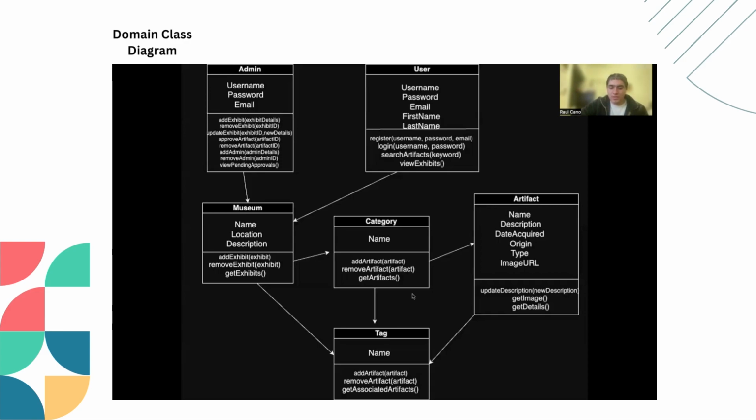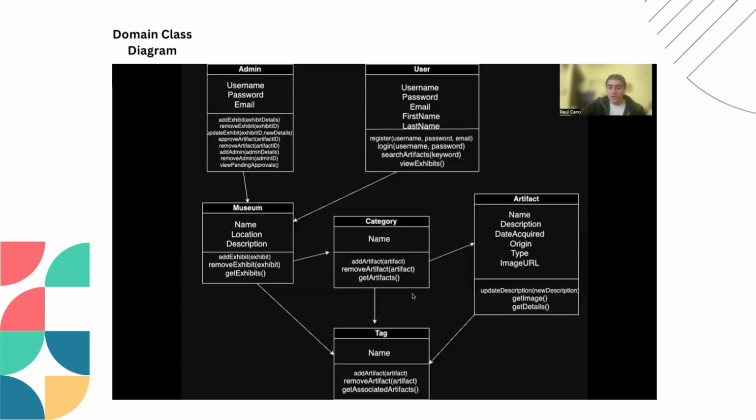Update exhibit allows the admin to modify details of a specific exhibit. Approve artifact approves an artifact for display with the museum collection. Remove artifact removes an artifact from the system or a specific exhibit. Add admin permits the addition of another admin to the system. Remove admin removes admin privileges for a specific admin from the system. View pending approvals displays a list of artifacts pending admin approval.